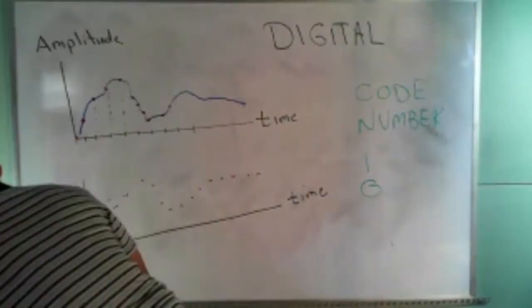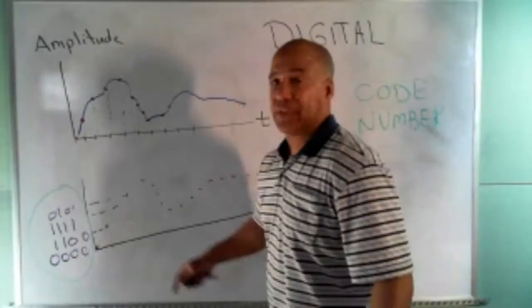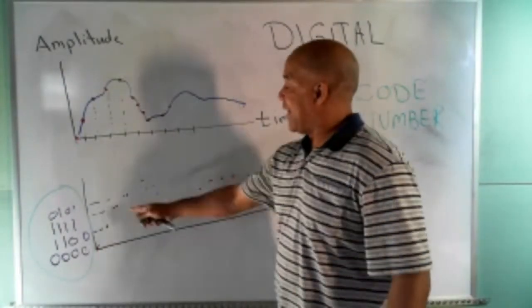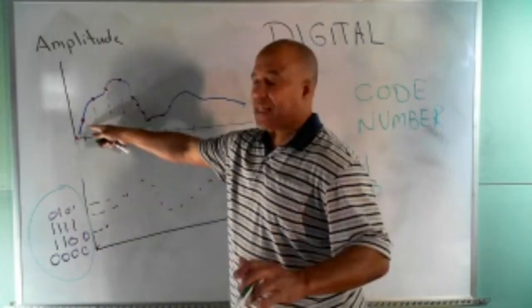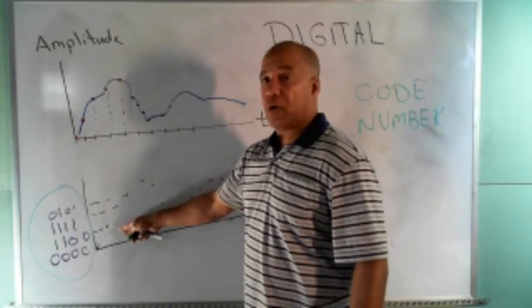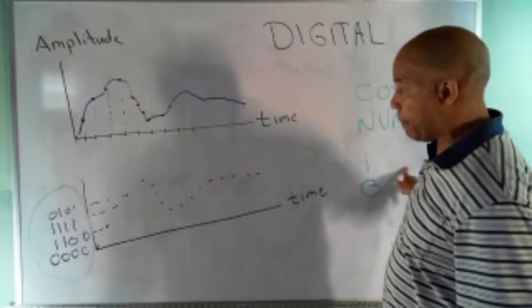And this is what we mean by digitizing, because each of these dots represents information. And now the information is represented, instead of as some kind of quantity, as a code or a number with these zeros and ones. And we'll get to the significance of the zeros and ones in just a second.